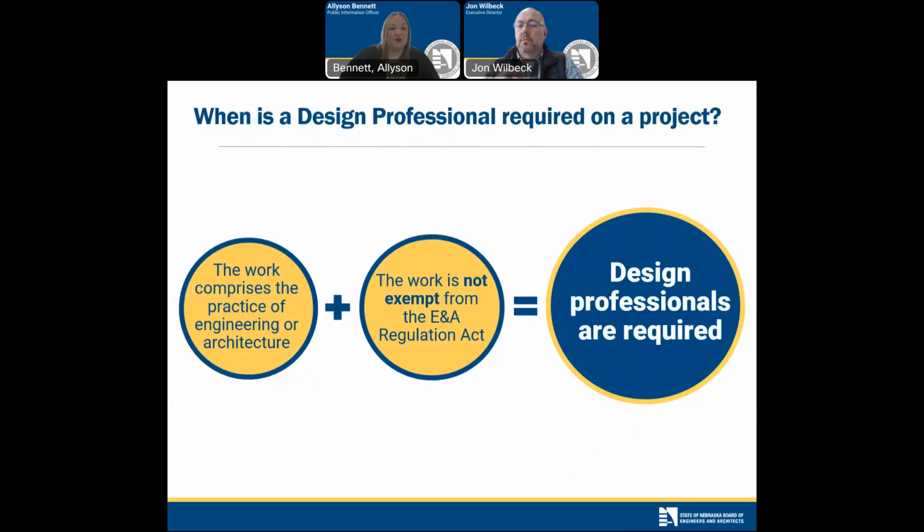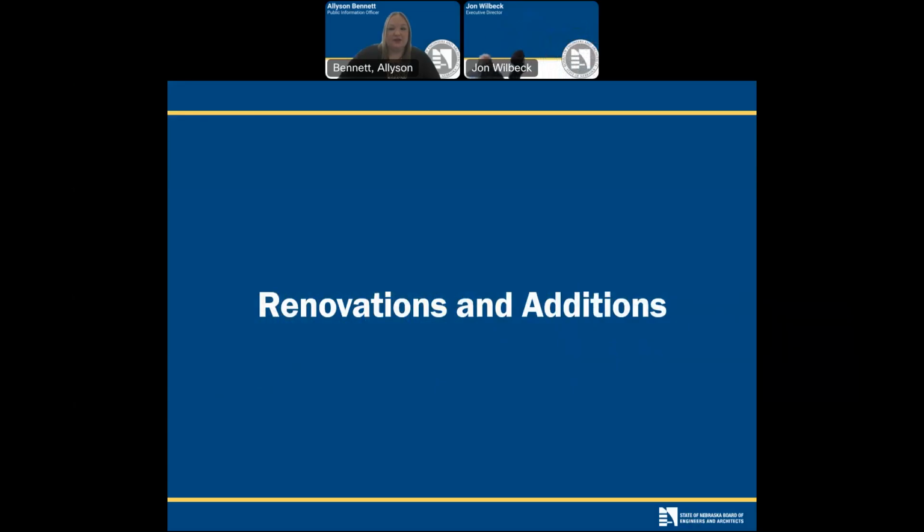So we've gone over if the work comprises the practice of engineering or architecture and exempt projects. If it does comprise the practice of architecture or engineering and the work is not exempt from the E&A Act, we're going to need design professionals on those projects. So what about renovations and additions? We're going to go over if there is a need for a design professional on an existing building, structure, or work project.